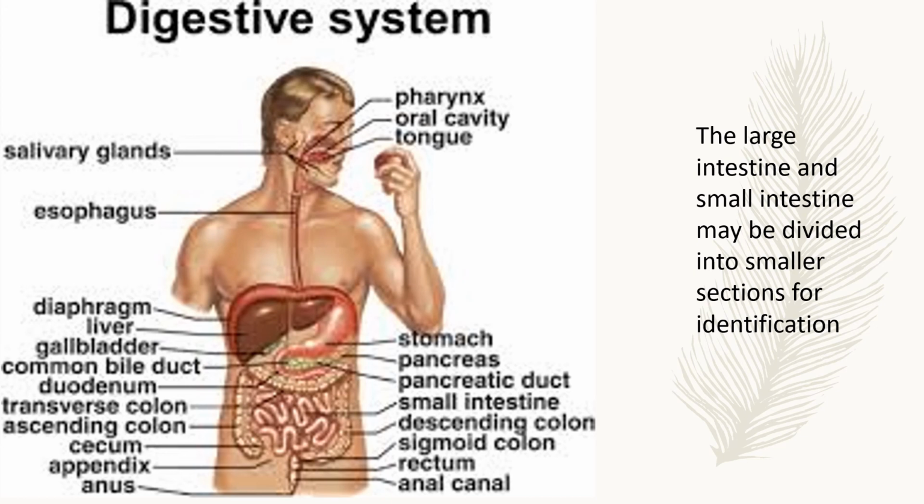Now, it's important for you to know that those intestines, the large and the small, are divided up into smaller sections for identification. But for your TAR and for your test, all you need to know is what the small intestine does and what the large intestine does.